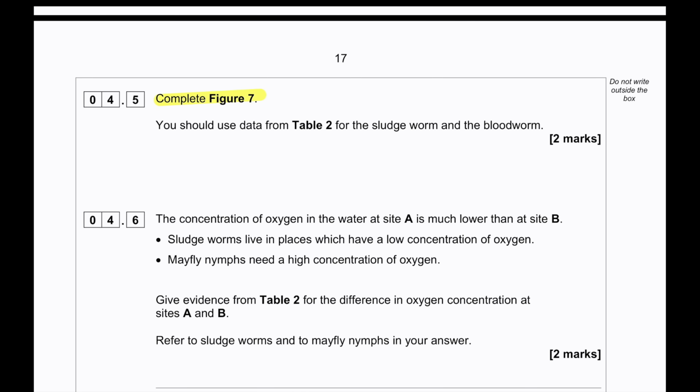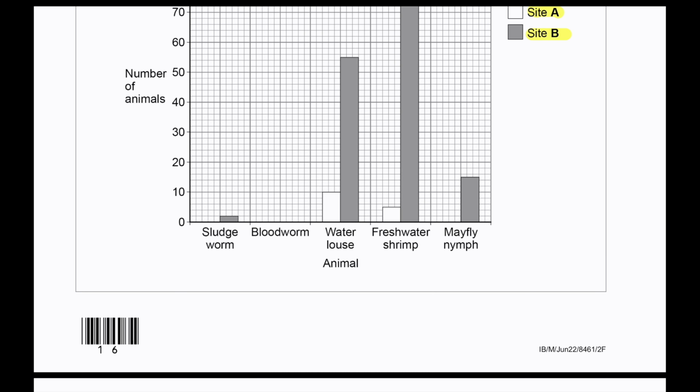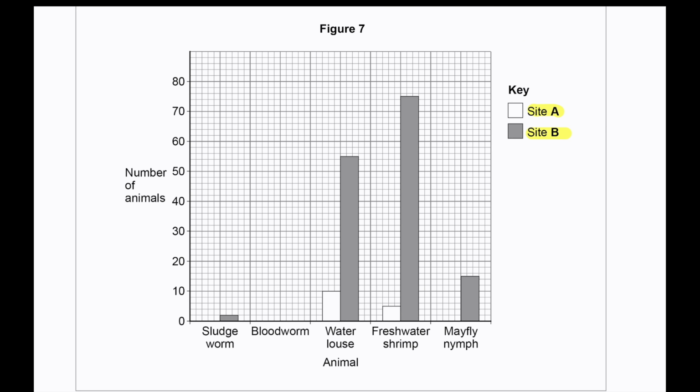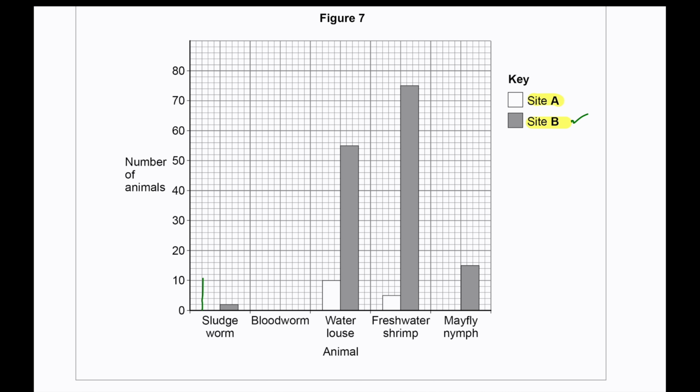Figure 7 shows some of the data in table 2, site A, site B. Complete figure 7, you should use the data in table 2 for the sludge worm and bloodworm. So for the sludge worm, we can see the site B is already done. So 80, 3 boxes need to be taken, and we'll stretch the line up until 80. So that's for the sludge worm.